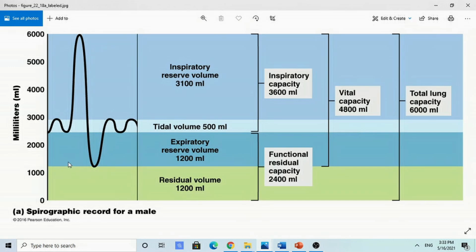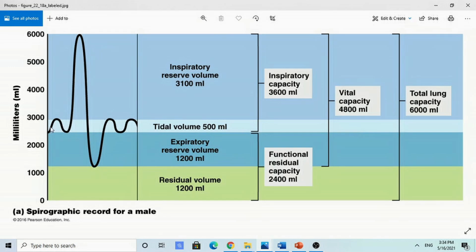So during normal respiration, a healthy adult breathes in and out approximately half a liter, or 500 milliliters. So this narrow bar, or this part of the spirometry graph, represents the amount of air we breathe in and out while we are at rest and quietly breathing, which is normally 500 ml. So what does the rest of the graph show?